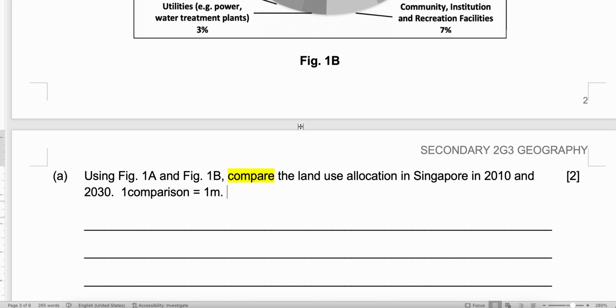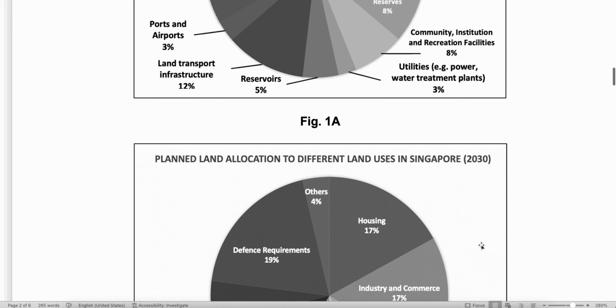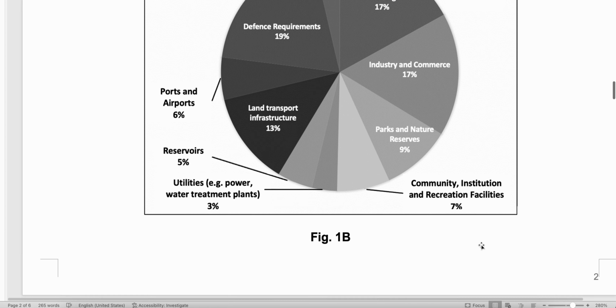If there are only similarities, fine, the 2 marks go to similarities. But if there are similarities and differences, then you should reserve at least 1 mark for each. Since it's only 2 marks, 1 mark for similarity, 1 mark for difference. So compare which one has more, which one has less.